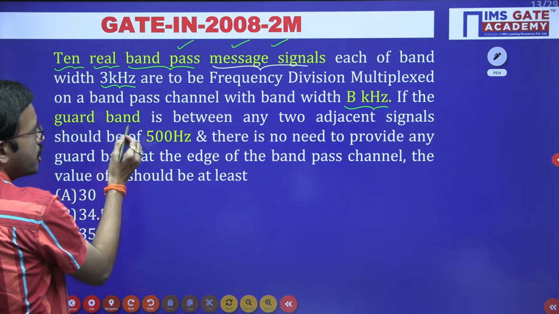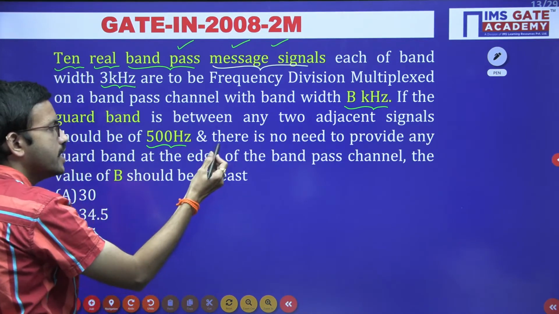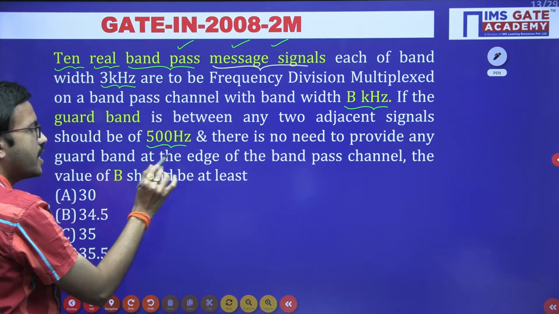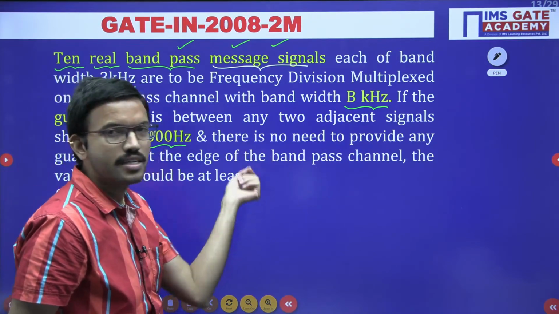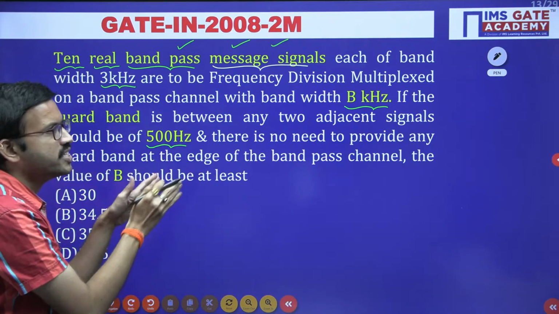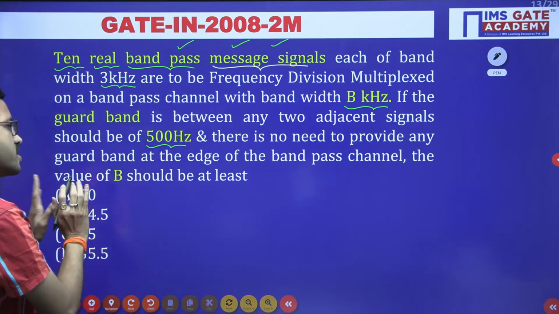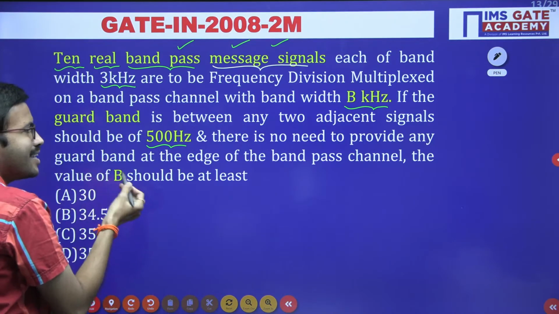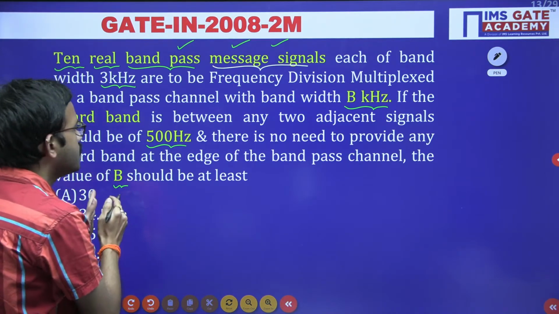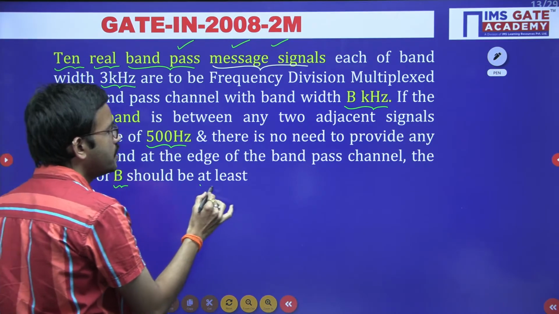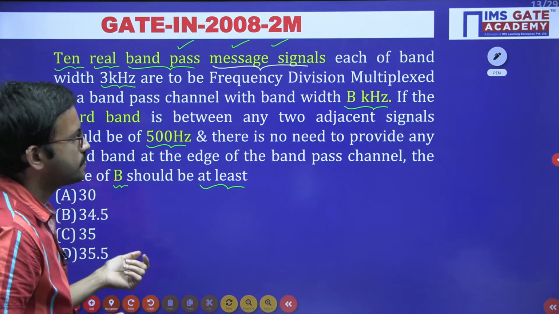Okay, if the guard band is between any two adjacent signals, should be of 500 Hz, and there is no need to provide any guard band at the edge of the band pass channel. That means after the last signal, you no need to consider guard band, right? So regarding this concept, we already mentioned in the beginning. In the first question itself, we have discussed, right? Okay, so the same assumption. Now they're asking what is the minimum value of B, the value of B you have to consider in such a way that it should be minimum. Okay, the minimum value of B you have to find out. Okay, read the question.